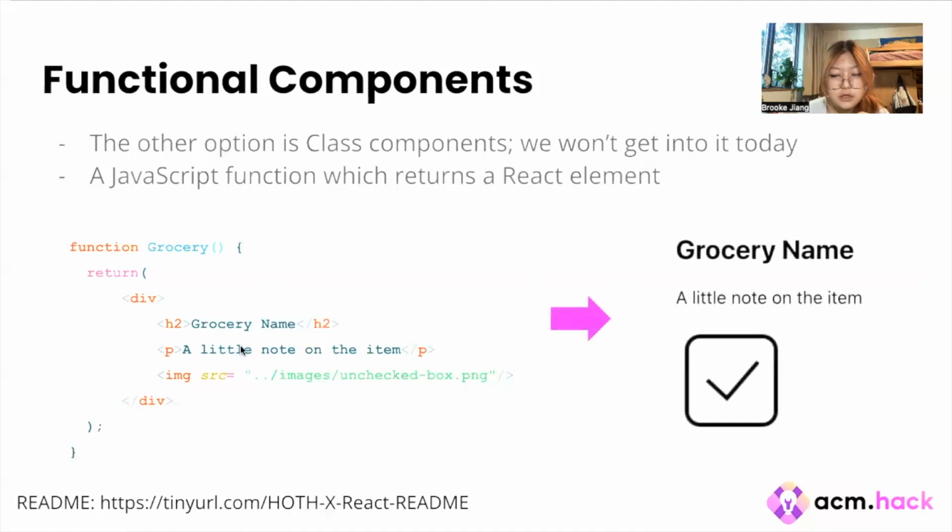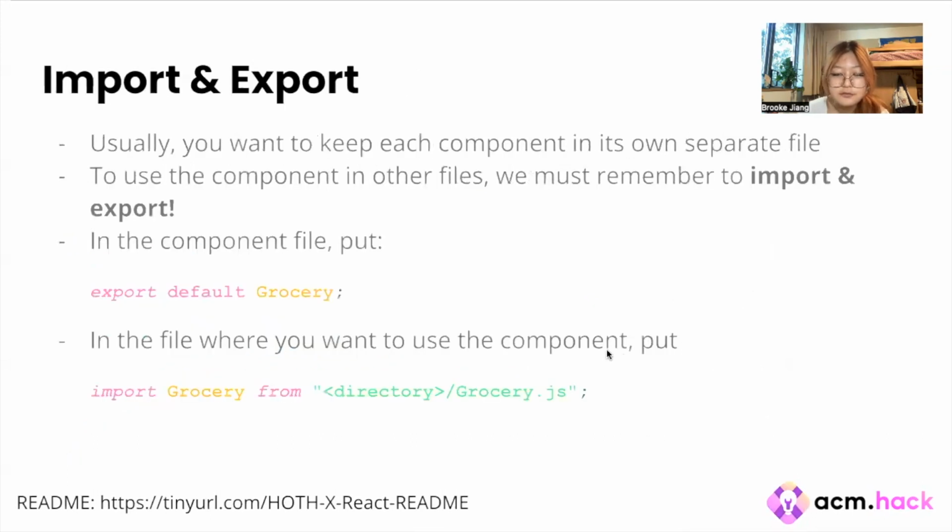So if we run this code, what we're going to produce in our browser is a little component that looks like this. We have, corresponding to our header tag, the grocery name, a P tag for the note, and we have our checkbox. This doesn't exactly look like what we want it to look like just yet, but that's what we're going to have for the component.